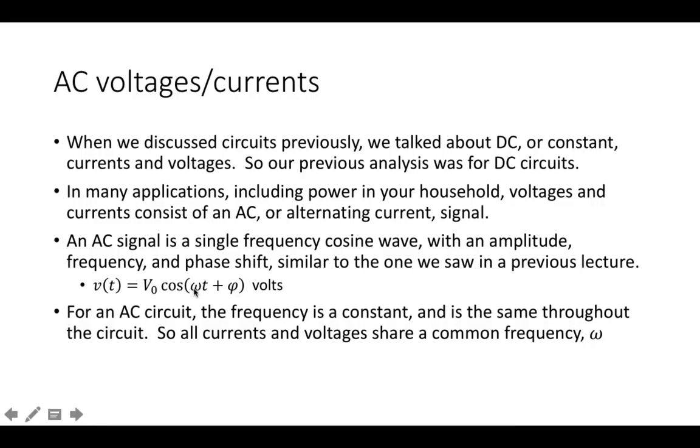For a given AC circuit, the frequency omega is always a constant, and it's the same throughout the circuit. Unless you get into something really exotic, circuits do not shift the frequency of the signal that's going through them. Later on, if you get into the pulse power area or some other areas, there are circuits that you can build that do introduce a change in frequency. But for what we're working with now, an AC circuit always has just a single frequency, the same for all currents and voltages.